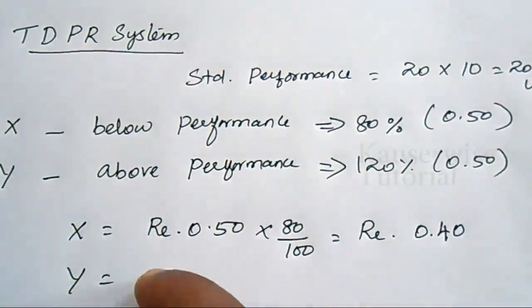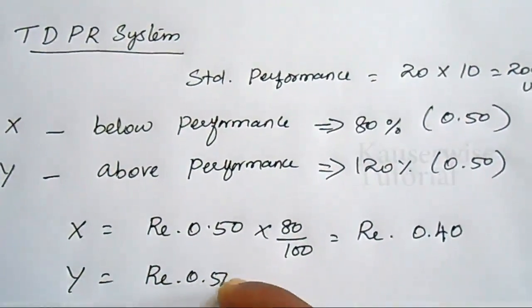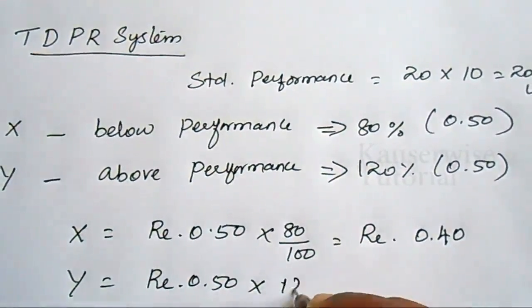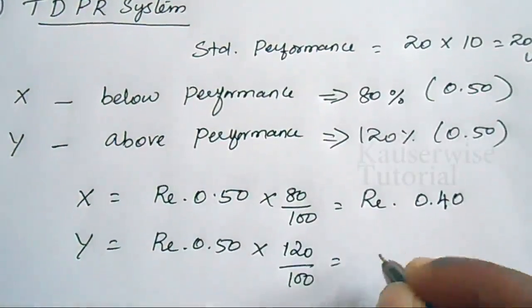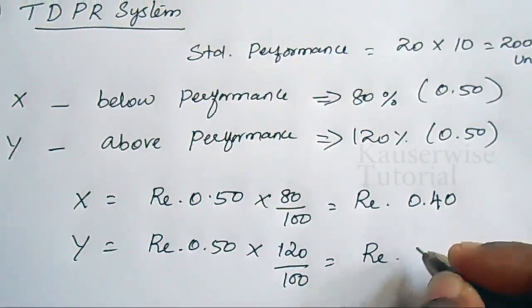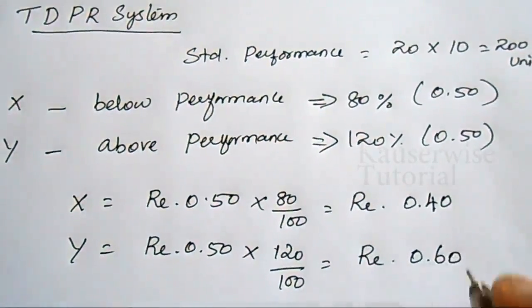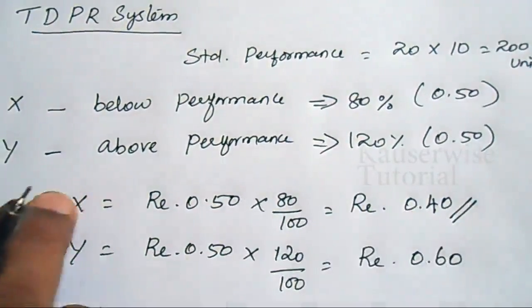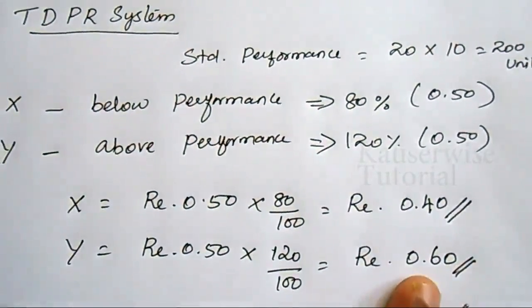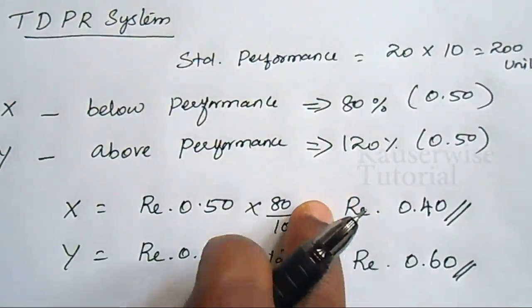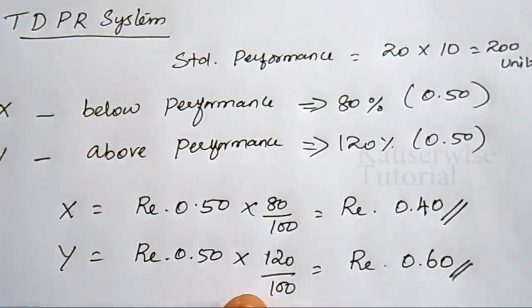For Y, 0.50 paise into 120%. Just calculate 120%. The answer is 60 paise. This piece rate is applicable for X and this piece rate is applicable for Y. Why? Because he is below performance, he is above performance.